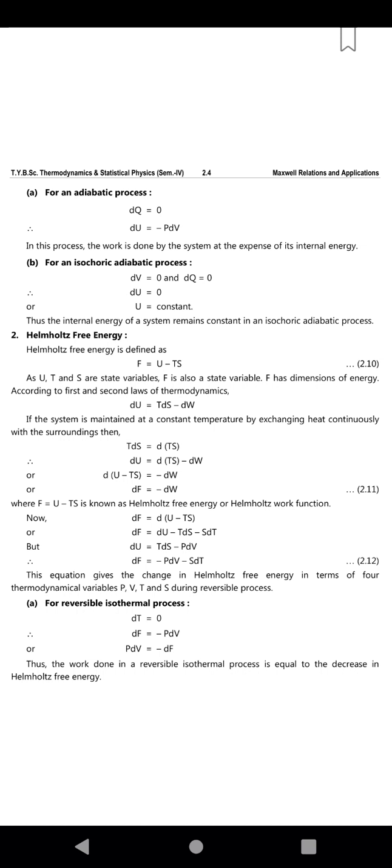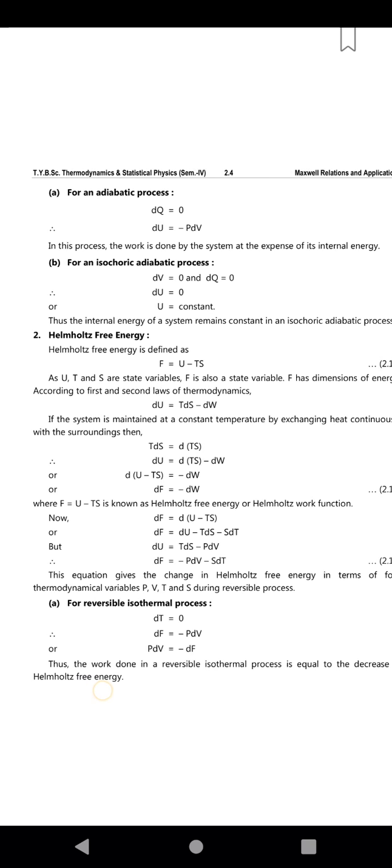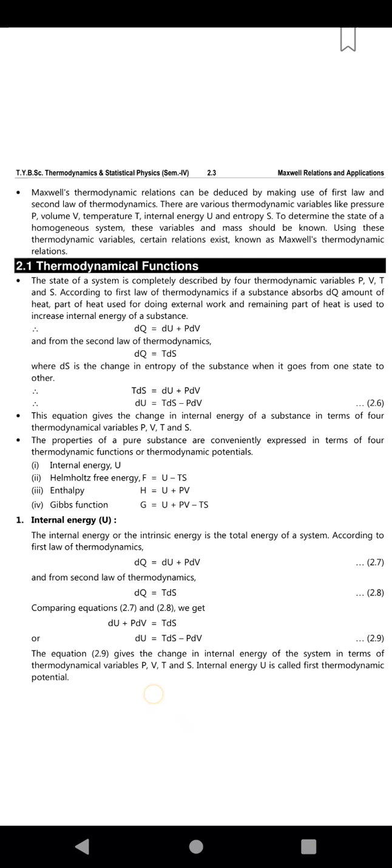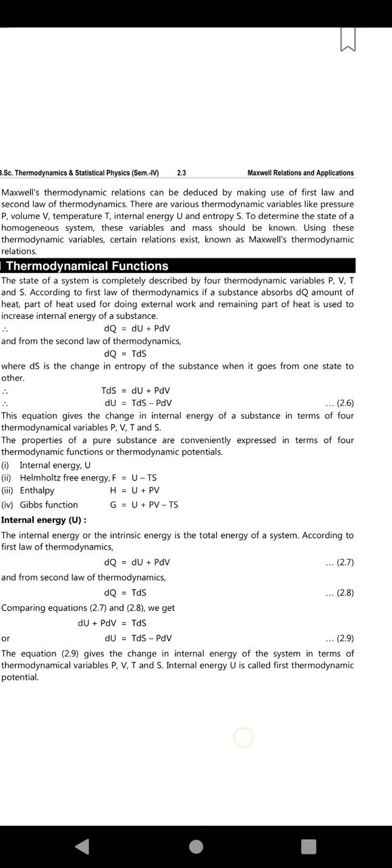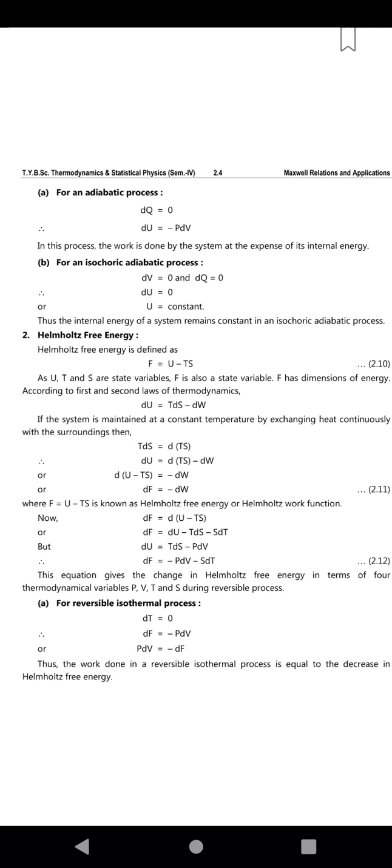Now, according to the first and second law of thermodynamics, we have the equation dU equal to TdS minus dW. Why is it taken as dW? Here dU equal to, equation 2.9, TdS minus PdV, and we know that PdV represents the work done, that is pressure into change in volume. Therefore here we take dW, TdS minus dW.